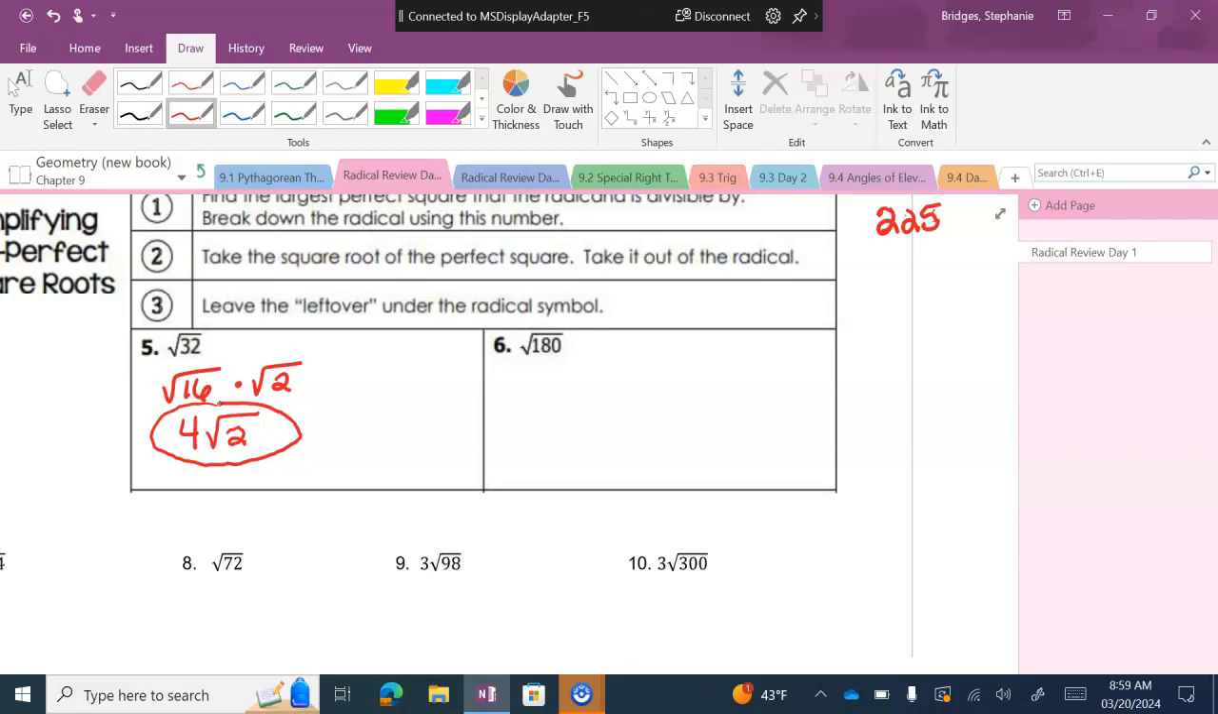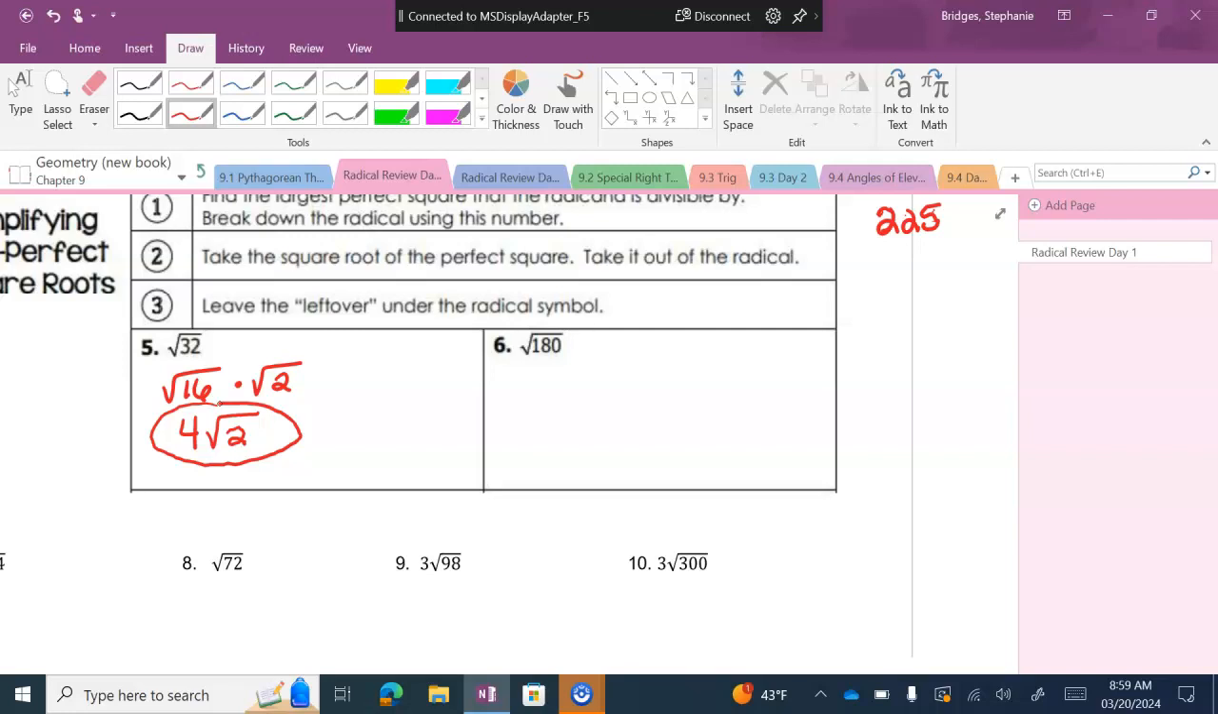Then you try it again. 180 divided by 144. Whole number or decimal? Decimal, okay? Then try the next number. You're going to be doing a lot of pushing in the calculator. That's why we have these, to use them. 180 divided by 121. Whole number or decimal? Decimal, okay? Try 100. 180 divided by 100. Whole number or decimal?